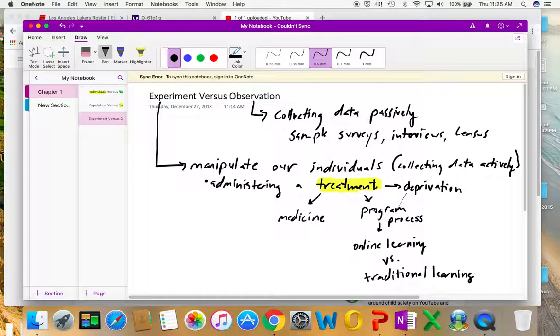Okay. Again, we'll go into more detail on experiments, but for now, the big idea is the difference between observation and experiment. Think of that difference between a passive and an active action, right? If we collect data passively, if we're not manipulating our subjects at all, that would be an observation. If we are collecting data actively and we're manipulating our individuals to a certain degree, that would be an experiment.